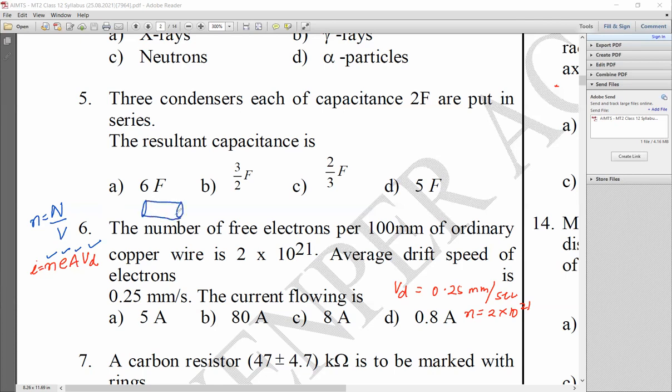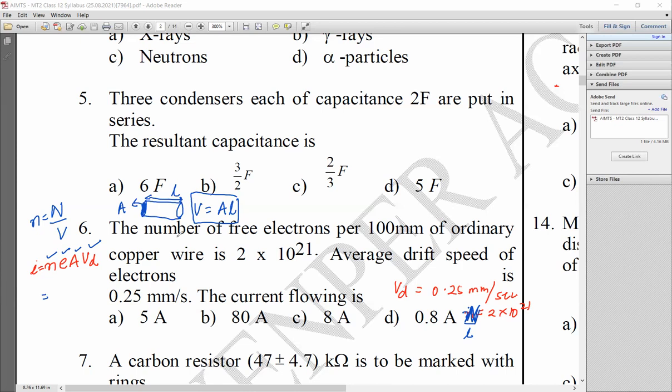See, let's say this is A. This is L. Now V will be what? Volume will be area of base times L. And what is given here? Number of free electrons per length is given. Capital N by L is given. But I want capital N by V.